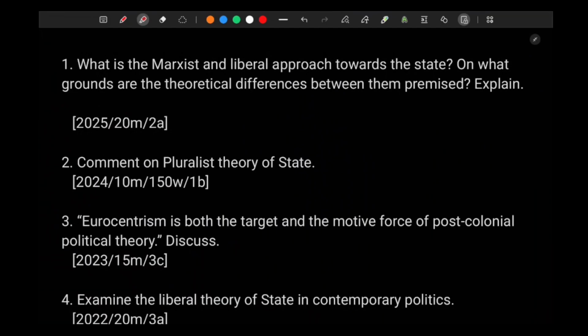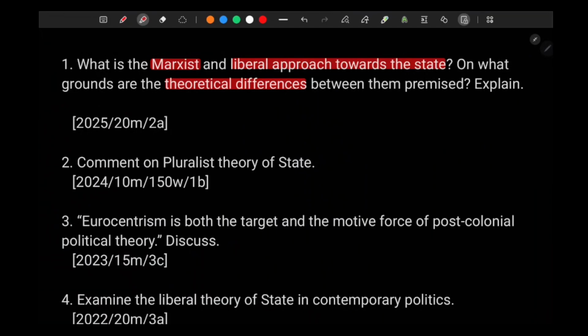You have a lot of applications of sovereignty, a lot of applications of the concept of state. Then we will also see the connection between sovereignty and globalization, and how globalization has affected sovereignty and sovereignty has affected globalization. So we'll start with analysis of PYQs, whereby the first thing you will see is the Marxist and liberal approach towards state, and comparative analysis.